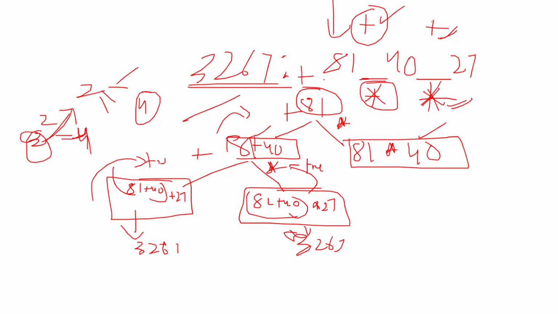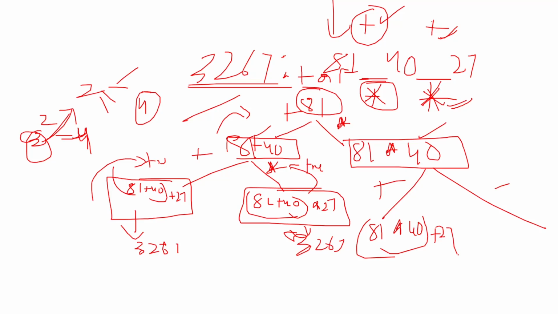The same with the other half as well. So after doing this 81 into 40, you can either add or multiply. If you add a value, it will be 81 times 40 plus 27, or 81 into 40 into 27. So these are the four intermediate answers you would get, and out of the four you need to check if anything matches with this 3267. So this result equates to 3267, and this result equates to 3267.